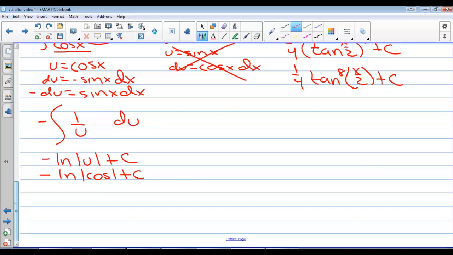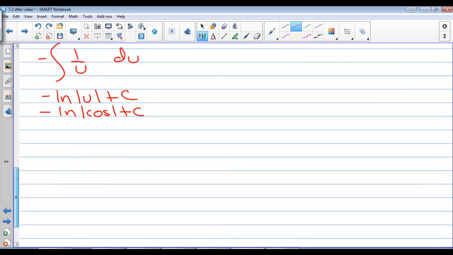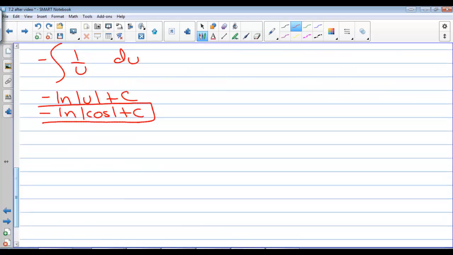Now imagine, think about what we would get if we took the derivative of this. By the way, this is the answer. You don't have to continue on. But the derivative of that is negative 1 over cosine of x, but then times negative sine of x because of the chain rule. So negative times a negative becomes a positive. You get sine over cosine, and therefore that must be tangent. So you do get it, but you get tangent back when you take the derivative.